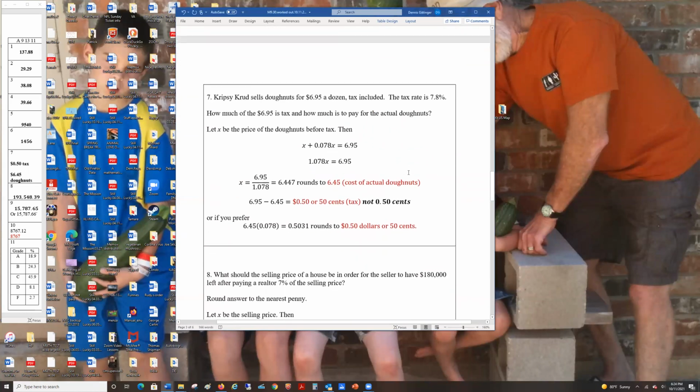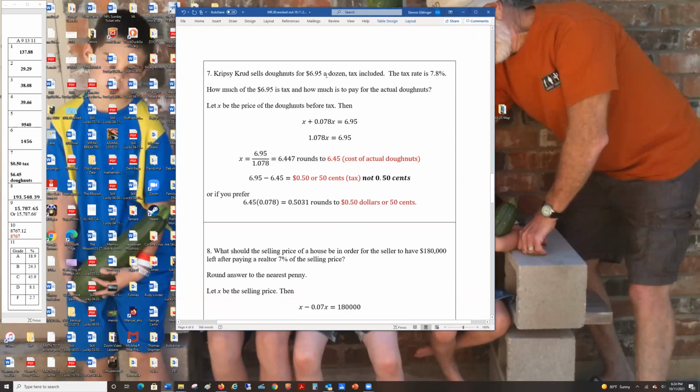Number 7. Okay, you got some donuts for $6.95, tax included. Tax rate is 7.8%. How much is tax and how much is used to pay for the actual donut? I've asked 2 questions that require 2 answers. Let X be the price of the donuts before tax, so that X plus the tax rate times X, changing to a decimal, of course, 7.8% is 0.078. And again, that's 1x plus 0.078x, which is 1.078x. That's 6.95, which we divide by 1.078.